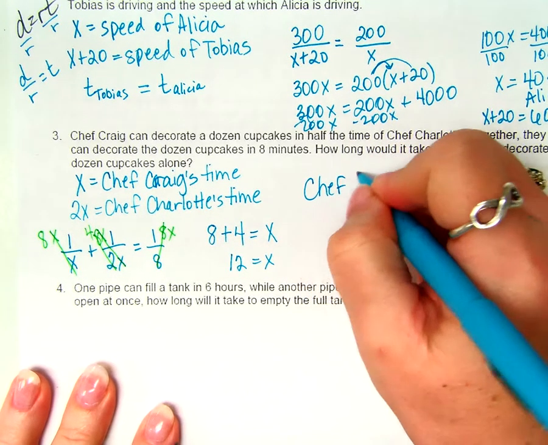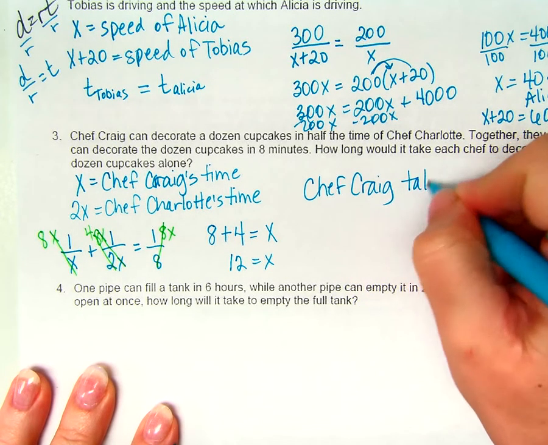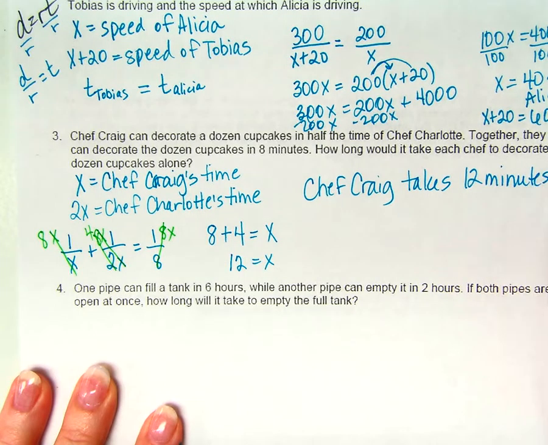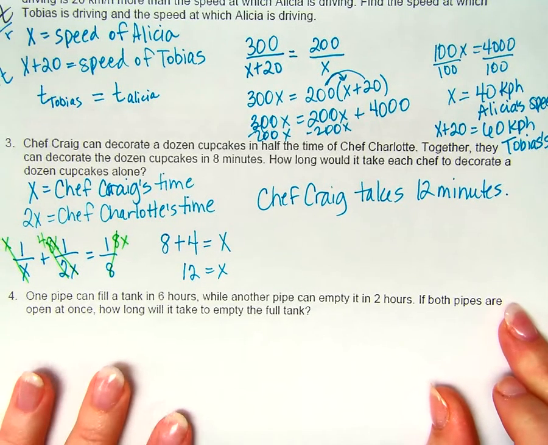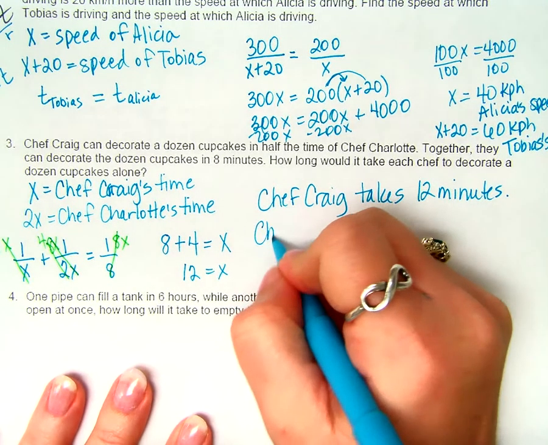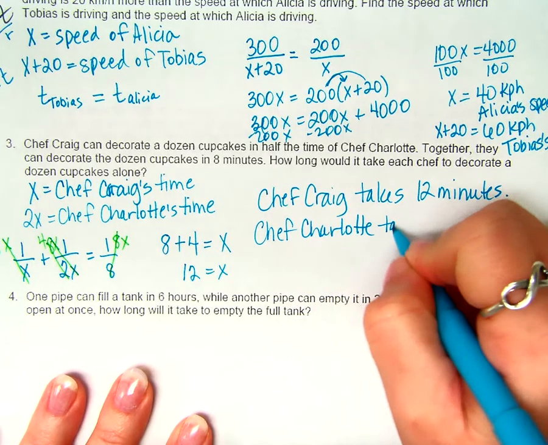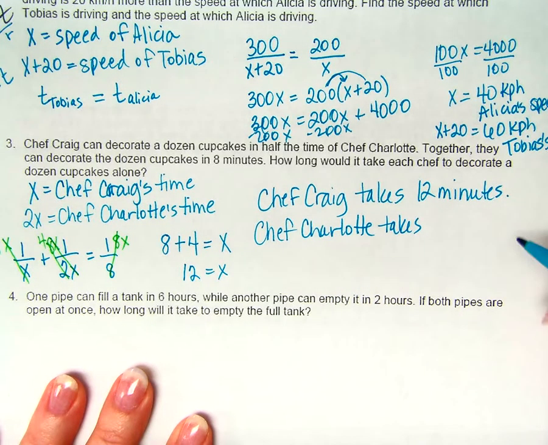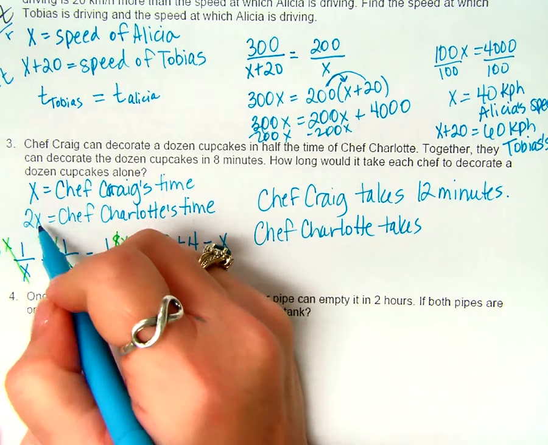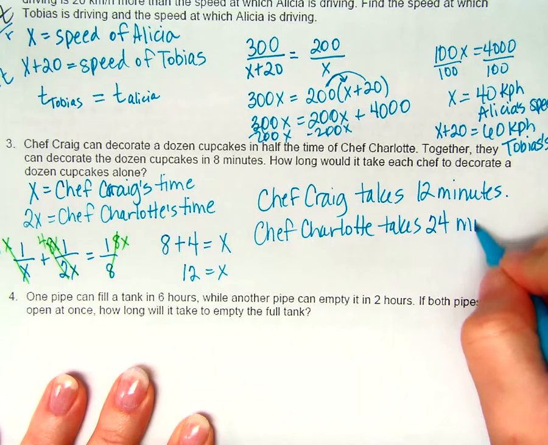So Chef Craig takes 12 minutes, right? What else were we supposed to figure out? Chef Charlotte? How long does she take? Why? Because it's 2 times Chef Craig's time, right? Chef Craig's time is 12 minutes, so Chef Charlotte's going to take 24 minutes.